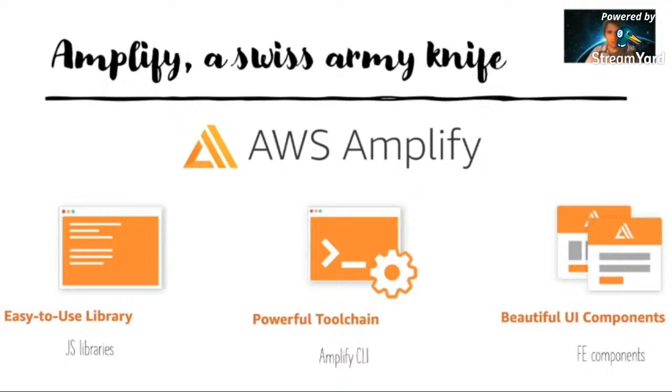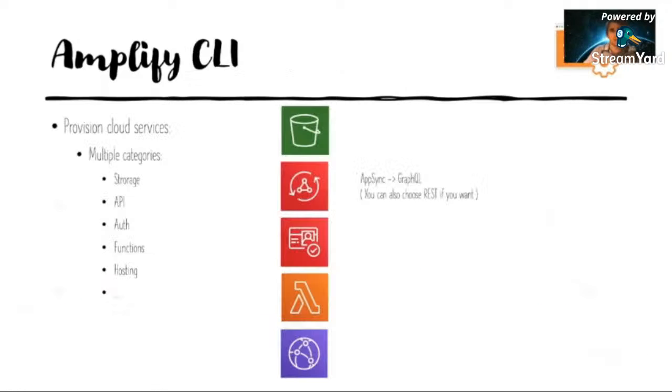Now let's dig a little deeper into the Amplify CLI, which you can use to configure cloud services. For example, you can configure S3 buckets, and those S3 buckets belong to the category within Amplify, the category storage. So within Amplify, everything from your backend is divided into multiple categories, like storage, like API, which can be a GraphQL API, which is AppSync, or which can also be a REST API if you want to. You have the auth category, you have the functions category, you have hosting, you have many more, but these are the ones most important to us today.